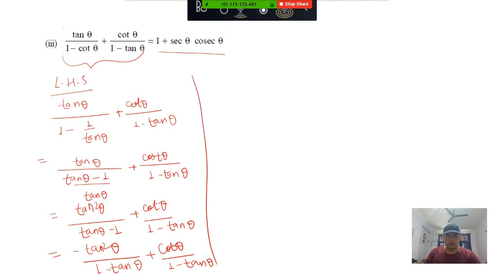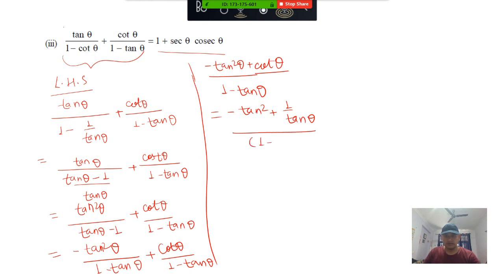So the LCM remains 1 minus tan theta, and this becomes tan square theta plus cot theta. So we might have changed the cot theta into tan theta as well, but we have not changed it earlier, so now we will change it right now. So this is minus tan square theta plus 1 upon tan theta here, upon 1 minus tan theta.